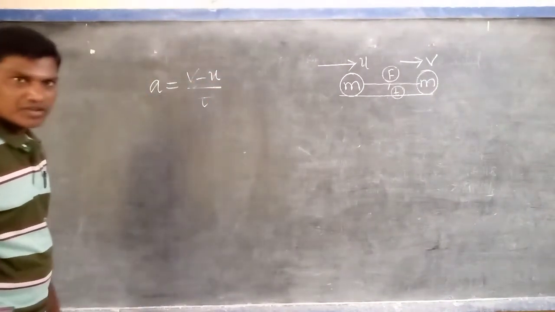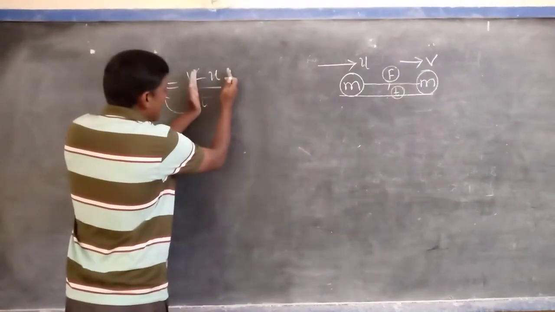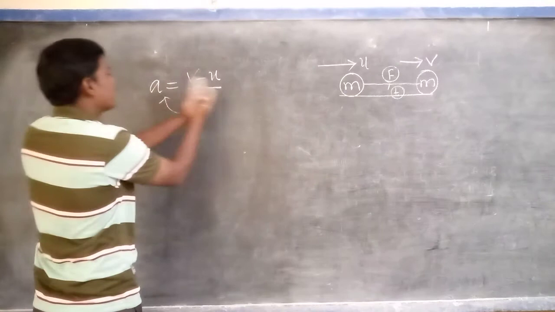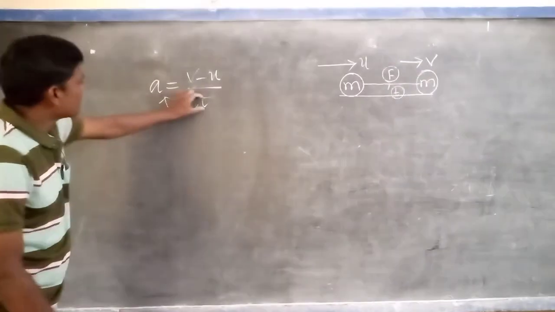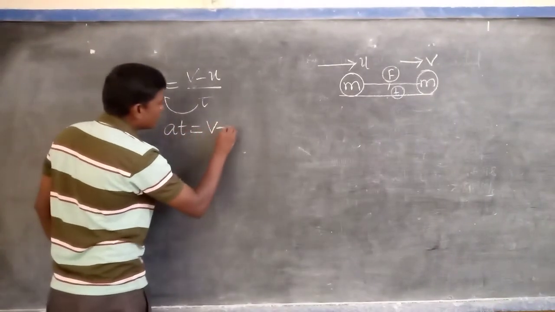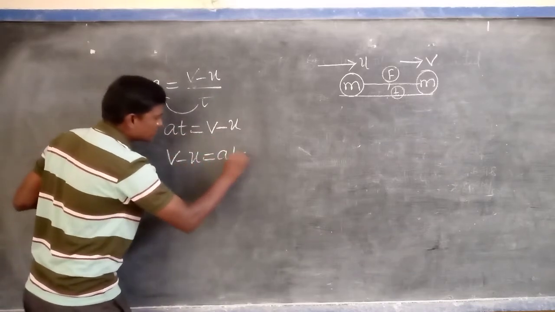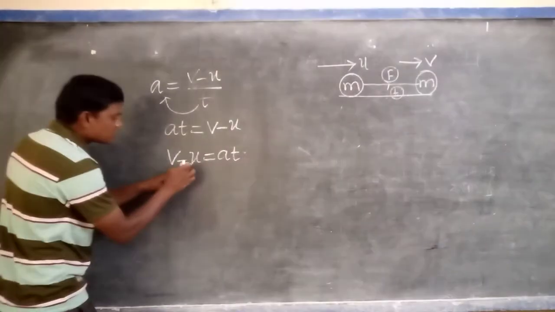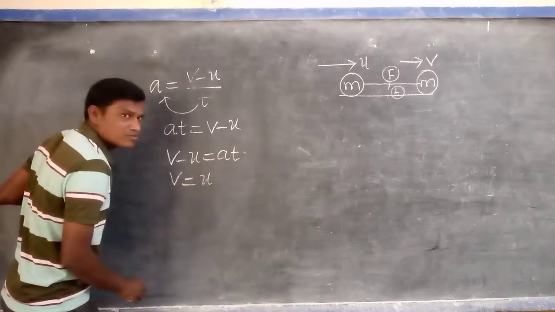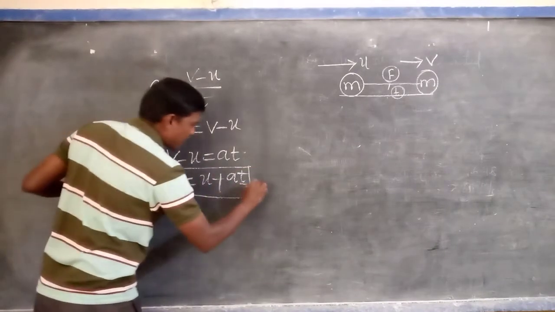Simply you can write it like this. So t is transferred to the left hand side. This is the left hand and that is the right hand according to my position, but in your view it is reversed. So t is transferred to the left hand side. What you can write: a into t equals v minus u. So we can write v minus u equals at. Now this minus u is transferred to the right hand side, then v equals, minus u becomes plus u, so u plus at. This is the first kinematic equation.